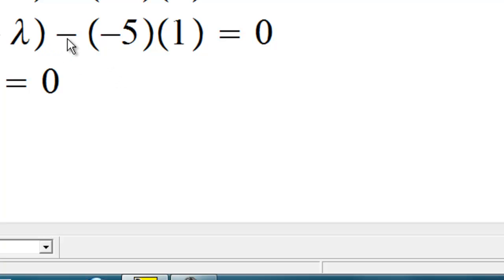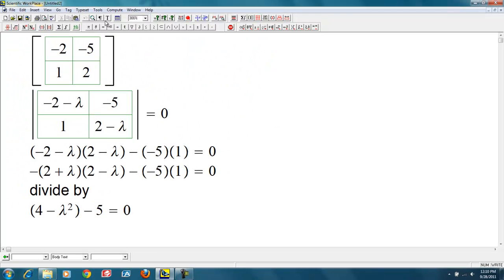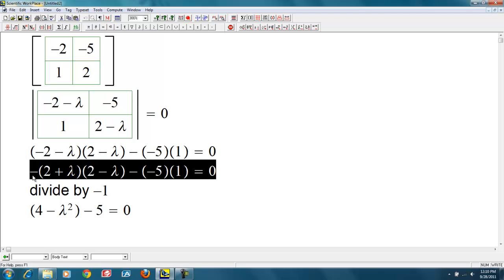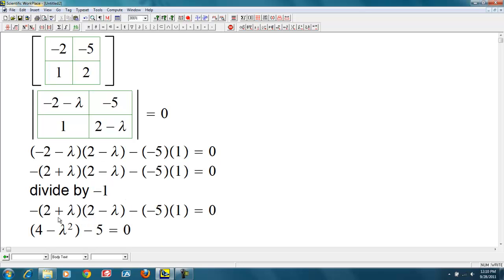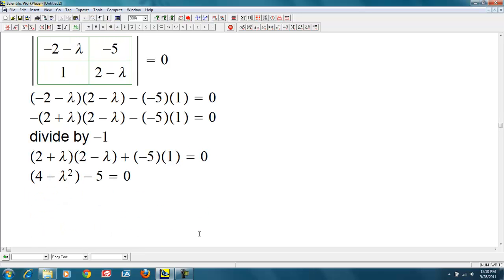It should be positive. But remember, we divided by negative 1. We didn't show it, but we do this. Divide by what? Negative 1, right? So when you divide by negative 1, what do you get? You get the following, right? Makes sense?